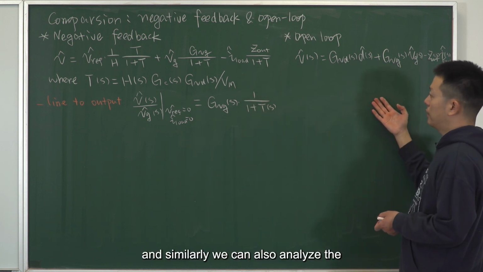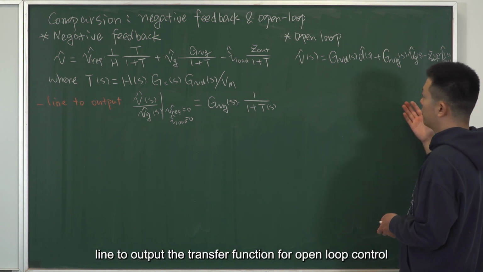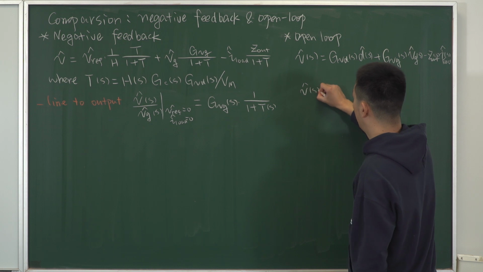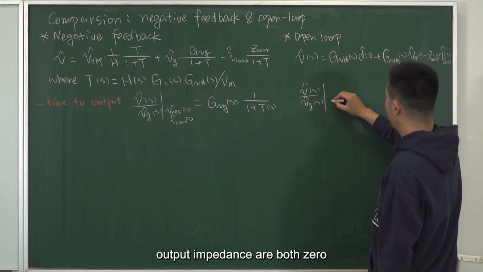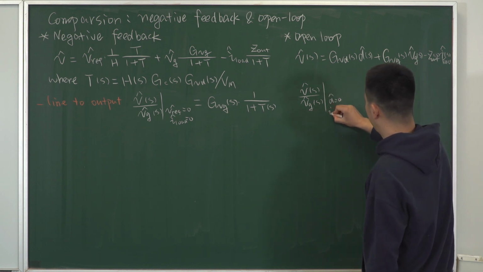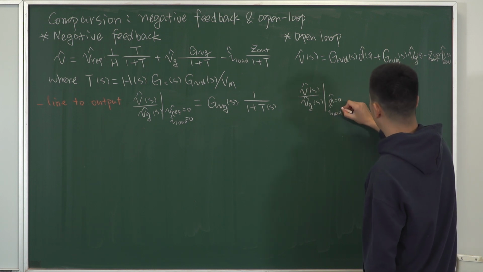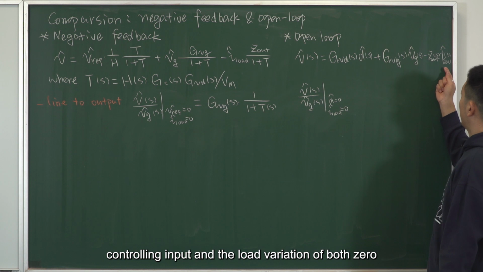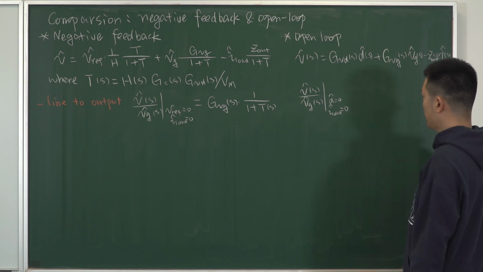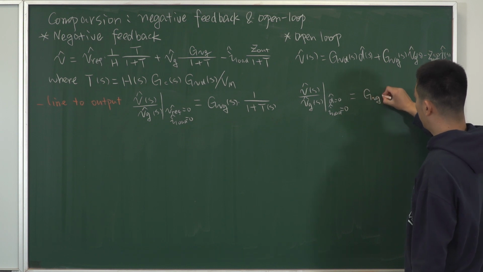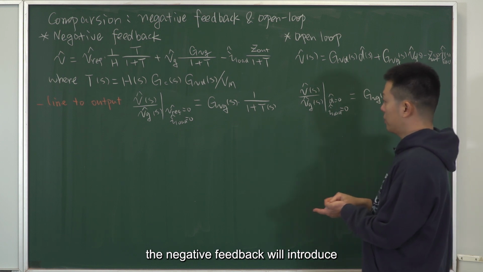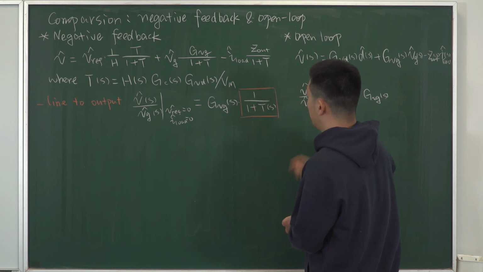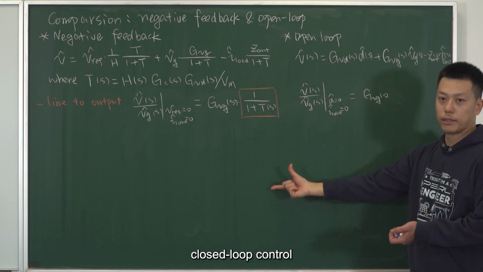And similarly, we can also analyze the line to output transfer function for open loop control, given the condition that the controlling input and the load variation are both 0. So you will see that this just equals GVG. To compare, we can see that the negative feedback will introduce a 1 over 1 plus T term for the closed loop control.